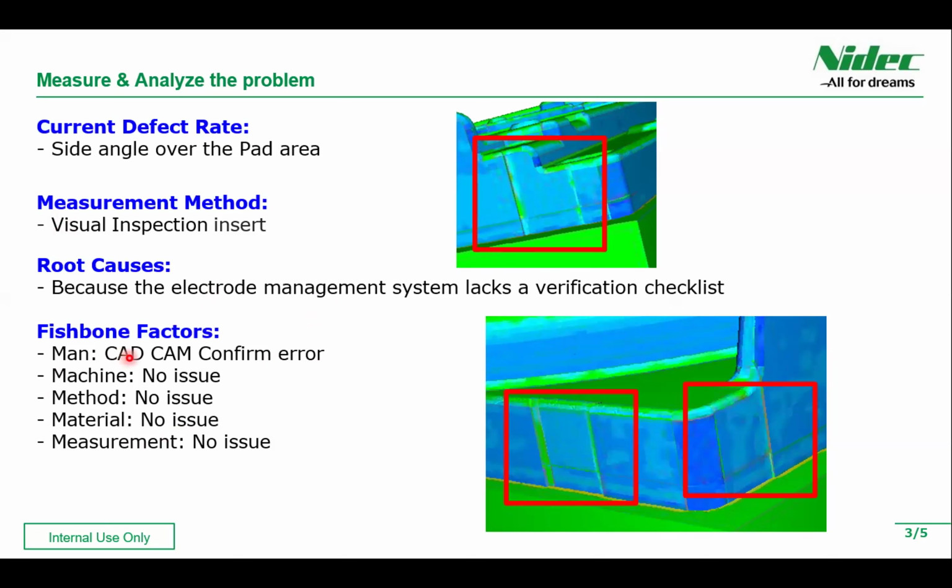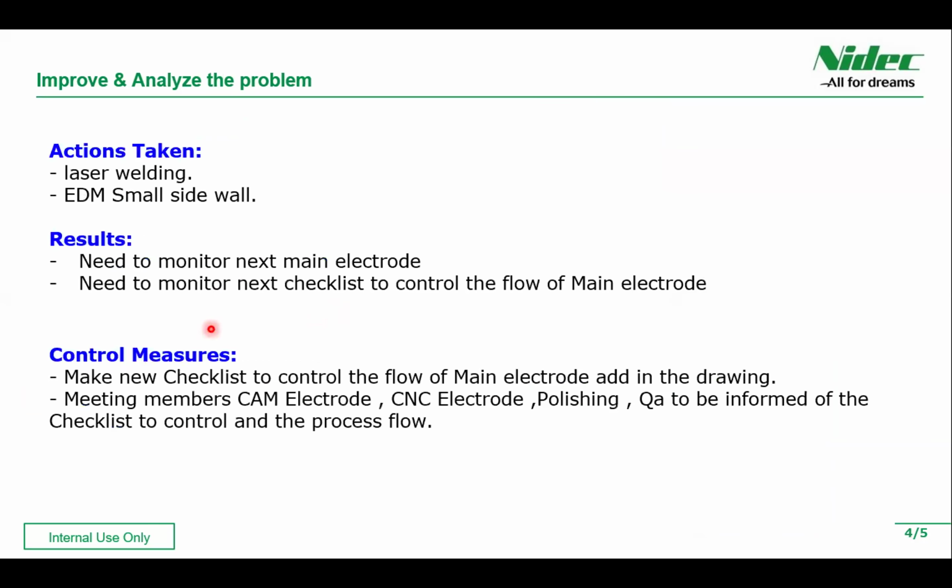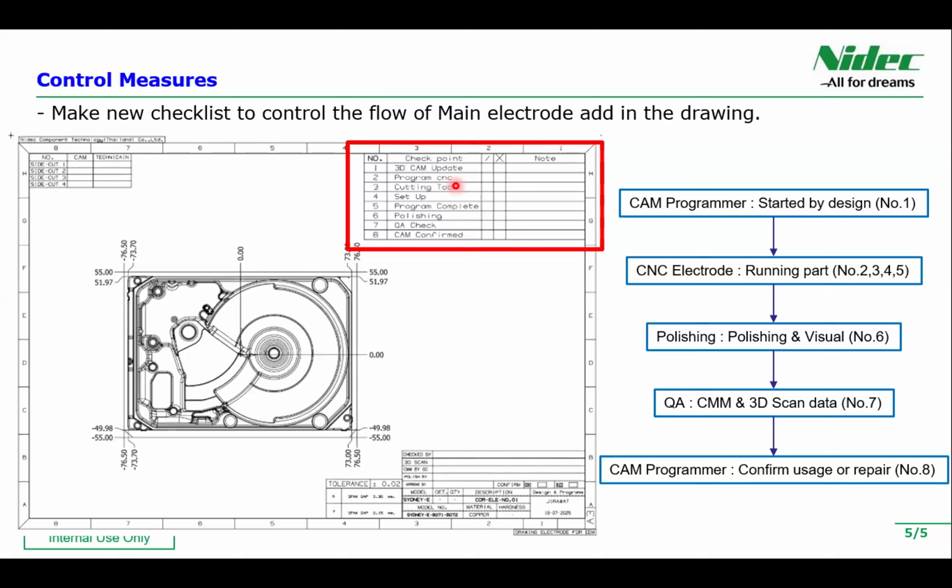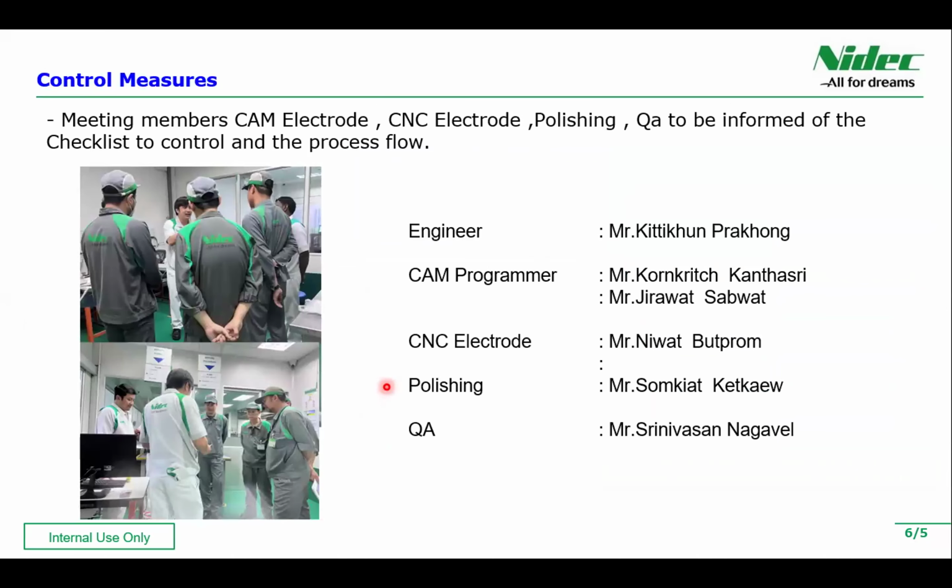So we made the fishbone diagram. Based on the fishbone factors, the problem is the man. The action we took was laser welding and medium small. Then as a result we monitor the main electrode and we make the control flow also. Then we go for countermeasures. We have the checklist for this one, so each and every person needs to make the electrode accordingly. Then we have the control measures.